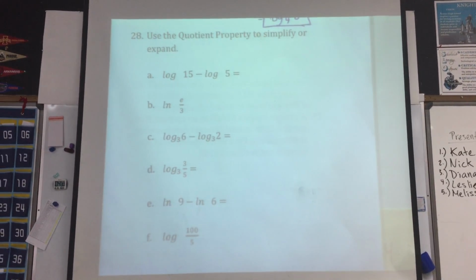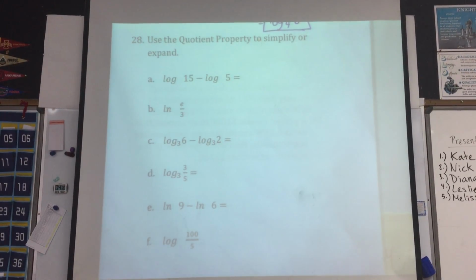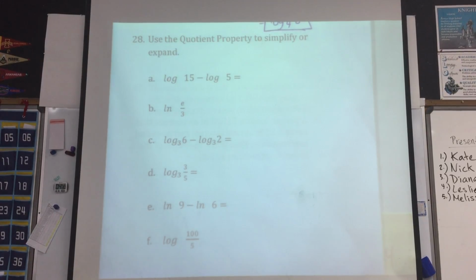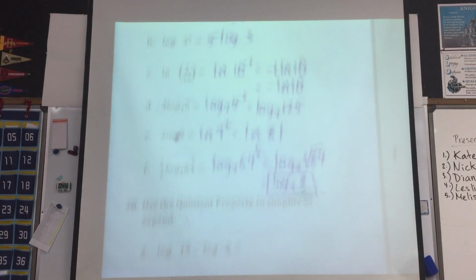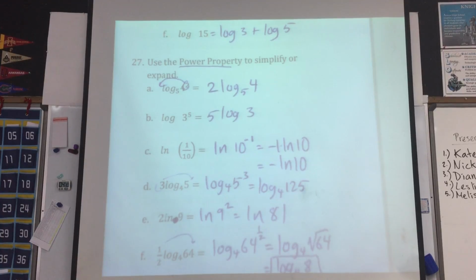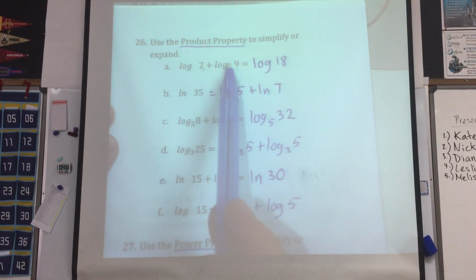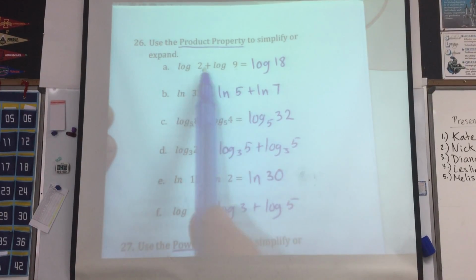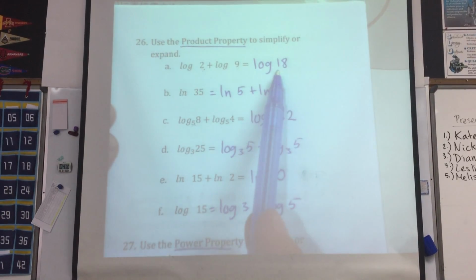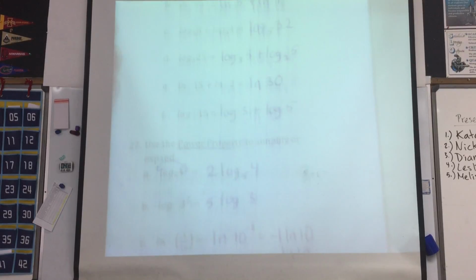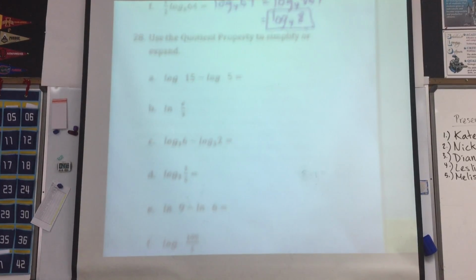Use the quotient property to simplify or expand. Number 28. The quotient property is basically the exact opposite of the product property. The product property, which we did in number 26, says that you can add two logarithms by multiplying the arguments. 2 times 9 is 18, as long as they have the same base. The quotient property is the opposite of that.